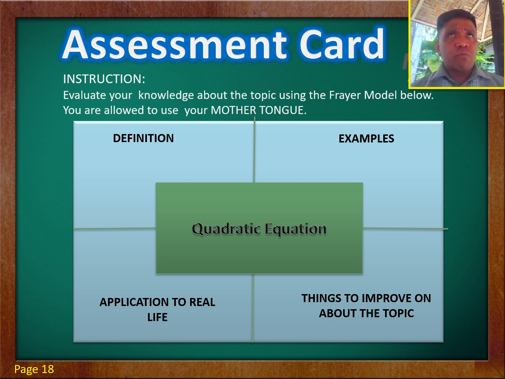You are allowed to use your mother tongue as long as you can express yourself and show your understanding of this topic, which is the quadratic equation. We have four quadrants. You're going to identify the definition of the quadratic equation, create some examples, show how to apply the quadratic equation in real life situations, and identify things to be improved. This follows the guidelines in rubric 1.